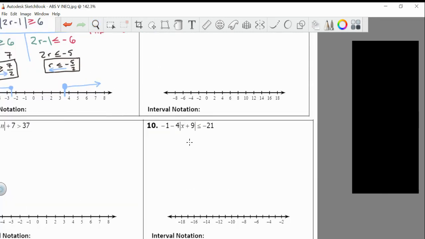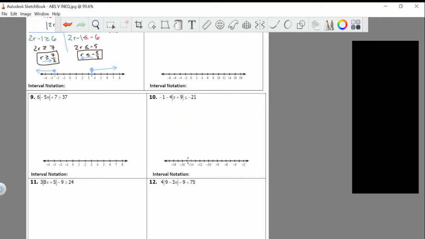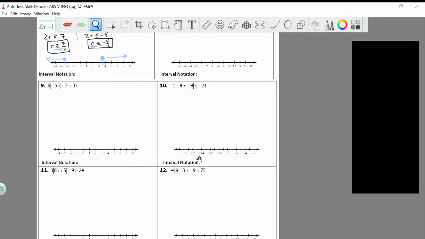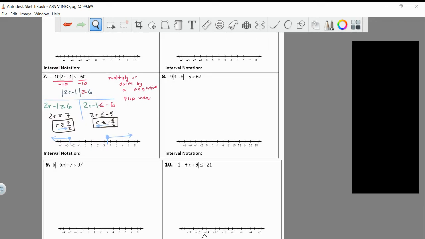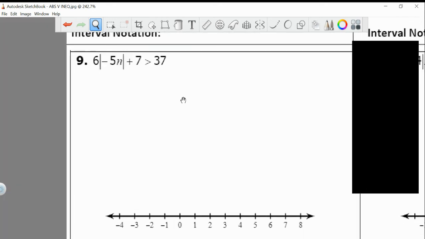If we look at a question like number 10, we need to remember to move the 1 and then move the negative 4. But also when we divide by negative 4, we're going to have to flip the sign. But it's all the same stuff. The one that I want to do is either 8 or 9. Which one do you want to do? Okay, 9. So we're doing 9.